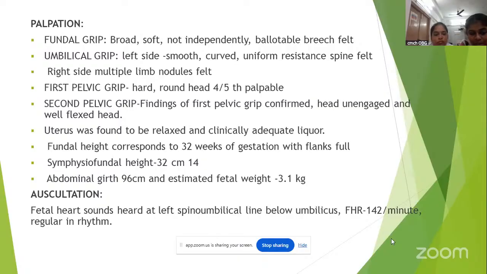How did you calculate the estimated fetal weight? Based upon Johnson's formula, ma'am. Tell us Johnson's formula. The symphysiofundal height minus 12, multiplied by 155 grams.